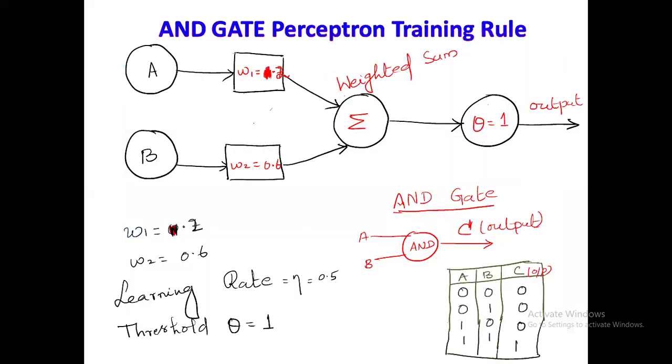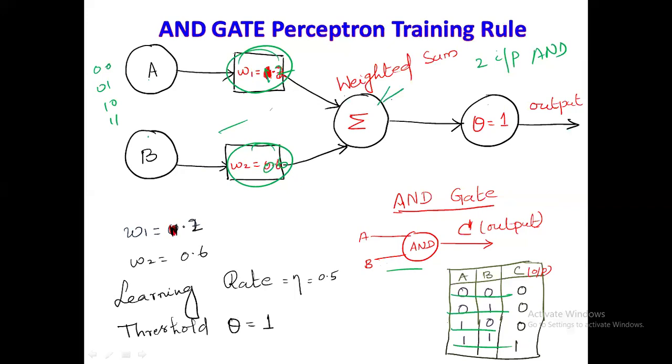We'll see one example problem. The AND gate. I am going to take a two input AND gate, with two inputs A and B, and initialize the weight values. First, I am fixing the weight values as 1.2 and 0.6. Here the inputs I am going to apply are 0 0, 0 1, 1 0 and 1 1. I will be applying these and finding out the weighted sum of the inputs.